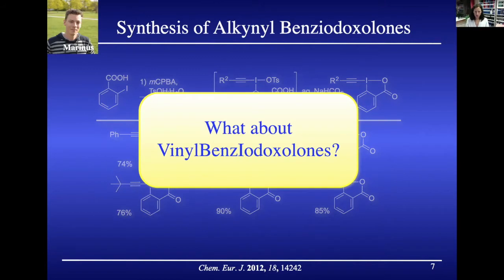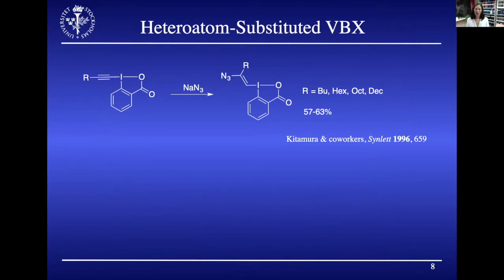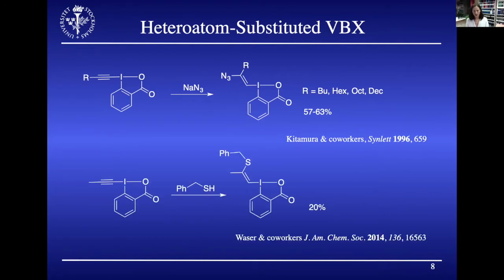So at that point, back in 2011, 2012, we started thinking about, what about vinyl benziodoxolones? We looked into the literature and it turned out that they were almost unknown. So Kitamura published already in '96 that taking an EBX reagent and treating that with sodium azide, it was possible to form this heteroatom substituted VBX species. That has never been used in synthesis as far as we know.